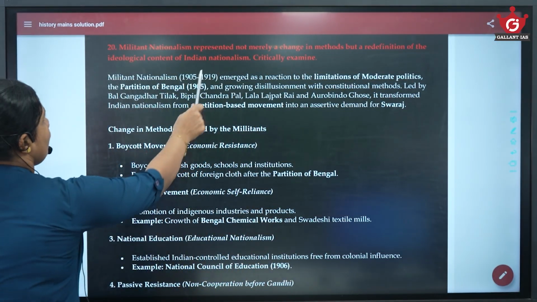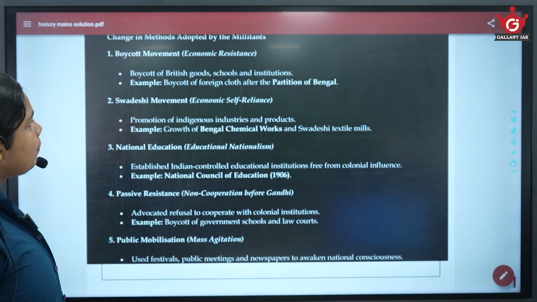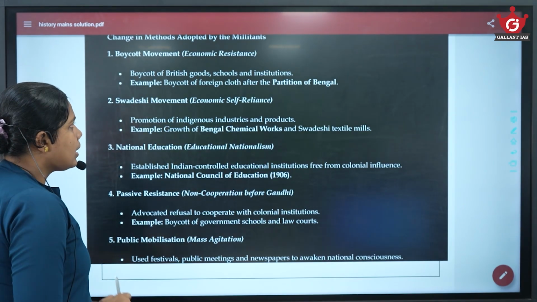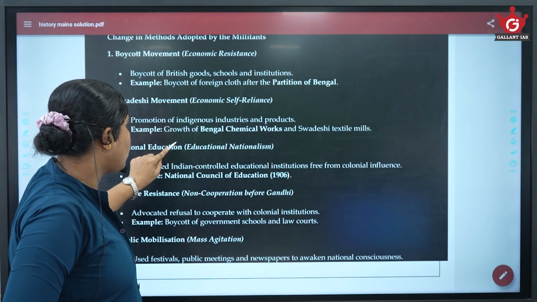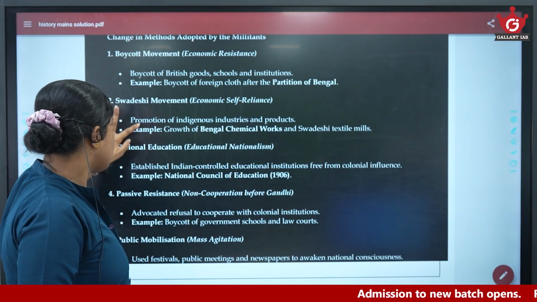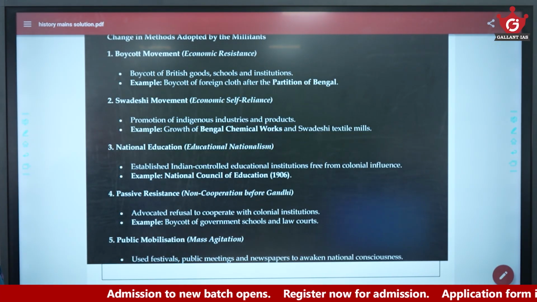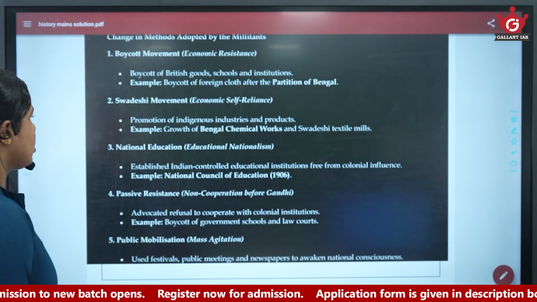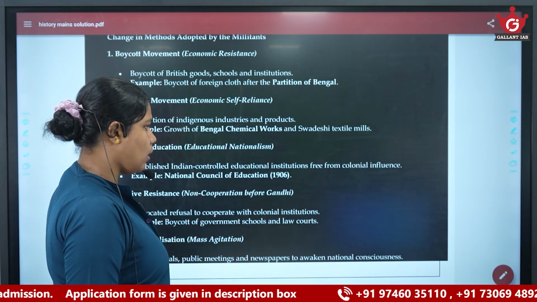So, what is the change in methods? Boycott movement, okay, boycott of British goods. That was a change, that is economic resistance. Next is the Swadeshi movement for self-reliance. You can talk about Bengal Chemical Works and Swadeshi textile mills. Next is national education, okay, established Indian-controlled education. You can mention the National Council of Education. Then passive resistance. You can talk about the boycott of government schools and lockouts.